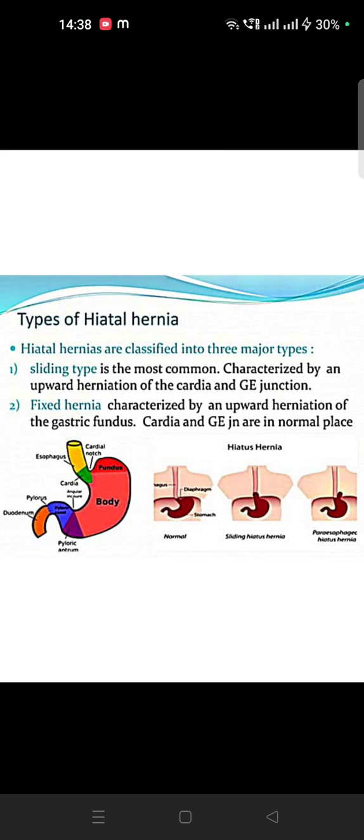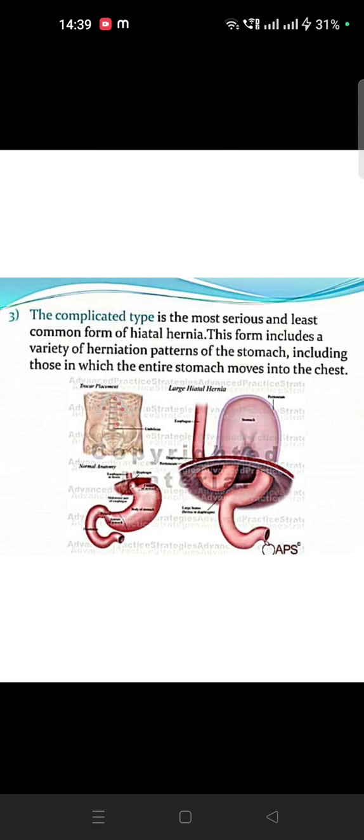Then the types of hiatal hernia: sliding type and fixed hernia. The sliding type is most common. It is a herniation of the cardia and the gastroesophageal junction. Then the fixed hernia is characterized by upward herniation of the gastric fundus, while the cardia and gastroesophageal junction are in their normal places. The complicated type is the most serious and least common of the hiatal hernias. It includes a variety of herniation patterns of the stomach into the chest.